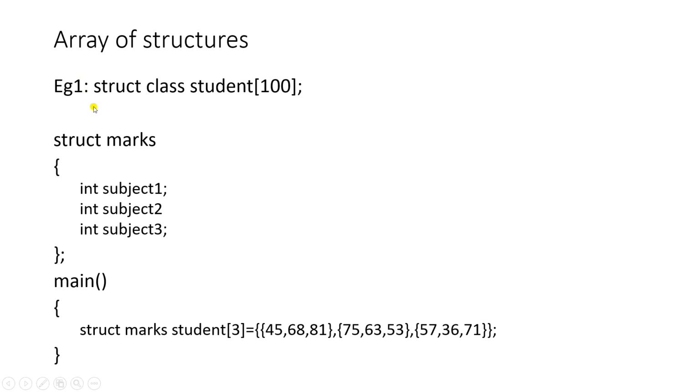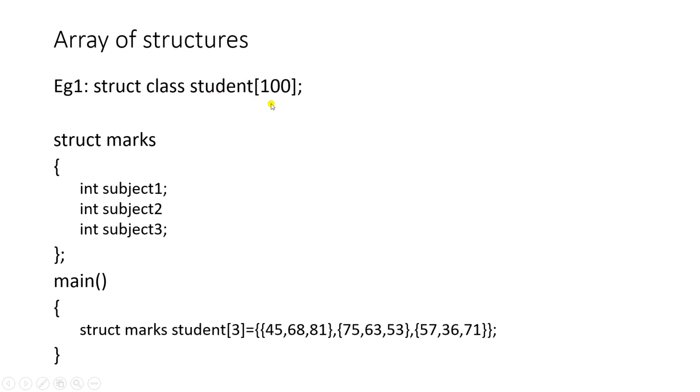So here one example is written, struct class student. Till this part you are familiar. Normally whenever you declare any structure variable, you have to use the keyword struct, then the structure tag name class, and then the variable name student. Here one more term is added, that is for the array. So student is not just a variable, it is an array variable.